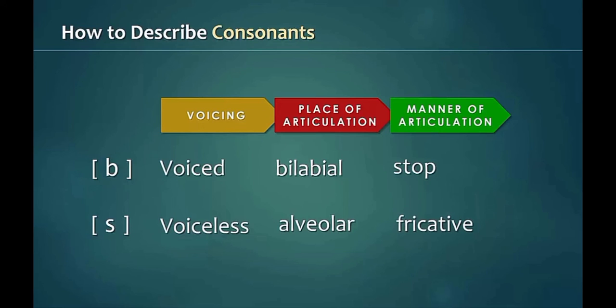Okay, we discussed these three criteria for describing consonant sounds: voicing, place of articulation, and manner of articulation. And when linguists talk about consonant sounds, they do so in that order. So, for example, the sound p is considered a voiceless bilabial stop. And z is a voiced alveolar fricative.